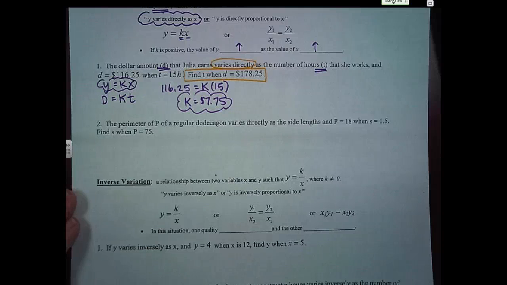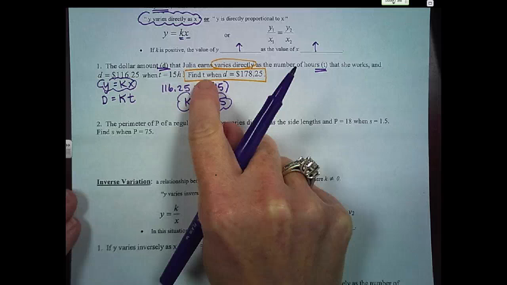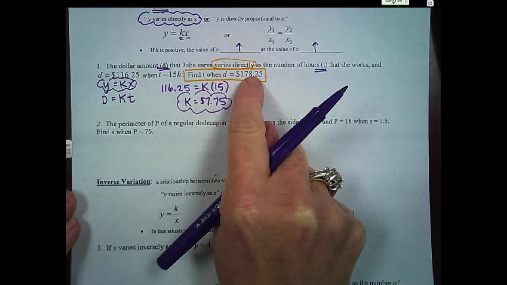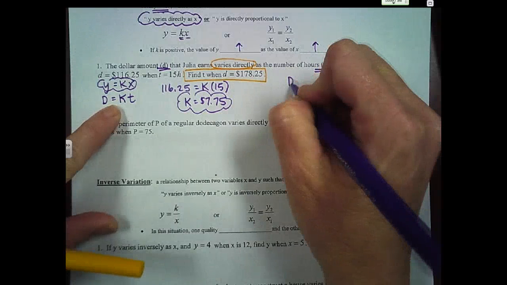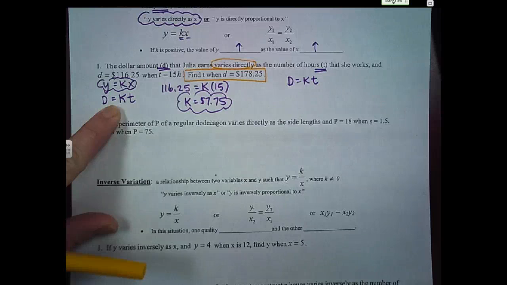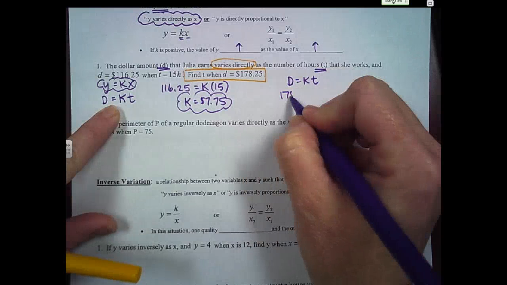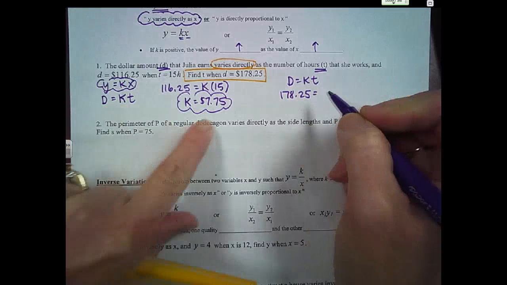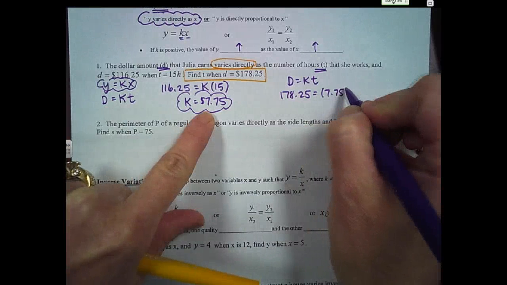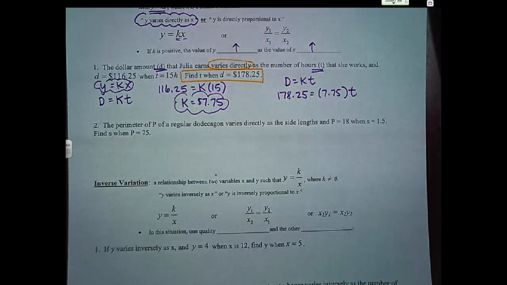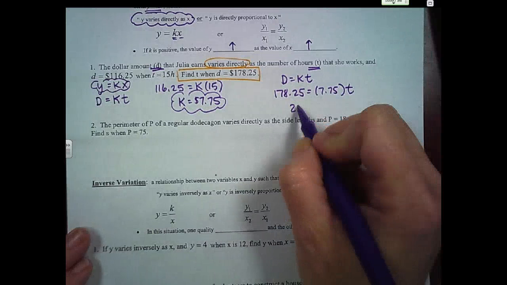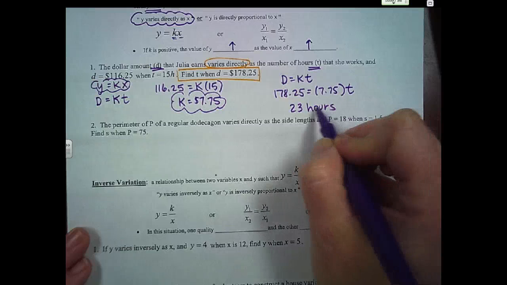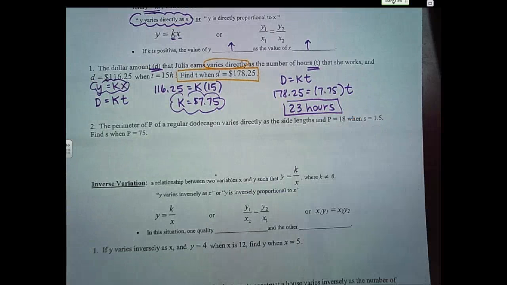So let's see what they're asking. They're asking me to find time if the total amount is 178. So I'm going to go back and take the same equation, D equals KT. This time, I know D is 178. I know my constant is 7.75, and I don't know my time. So divide both sides by 7.75, and in order to make the $178, she has to work 23 hours. If there's a unit of measure, be sure to use it.